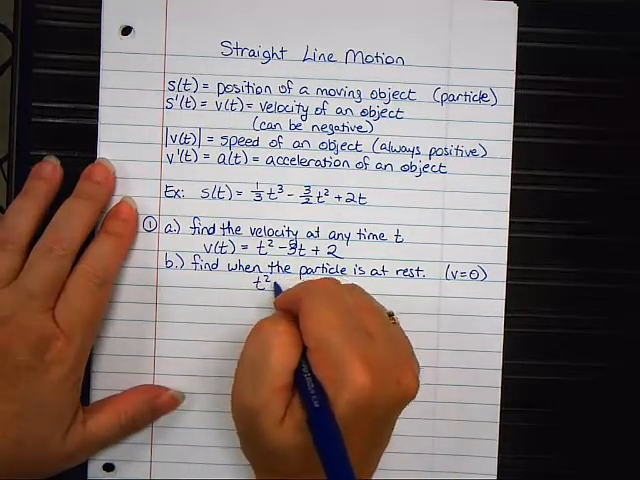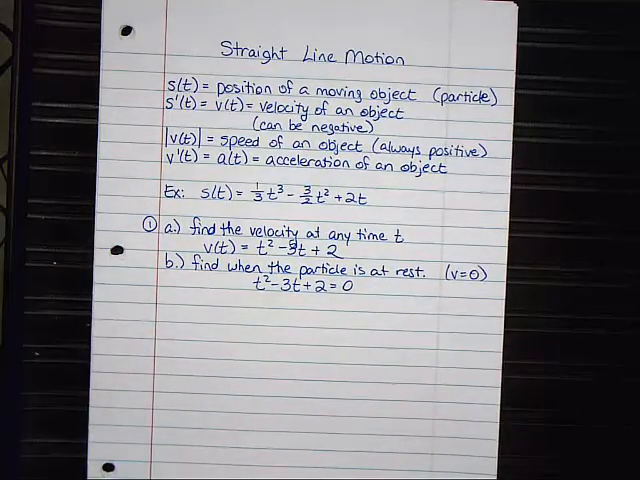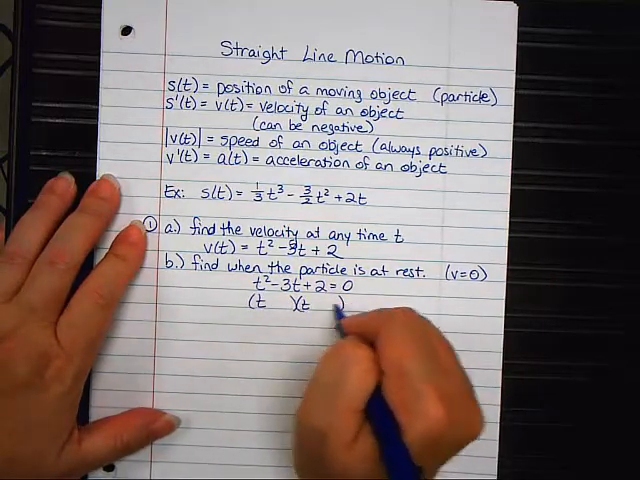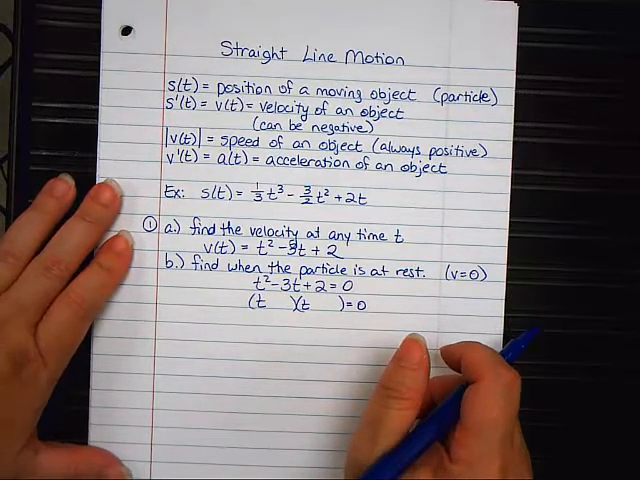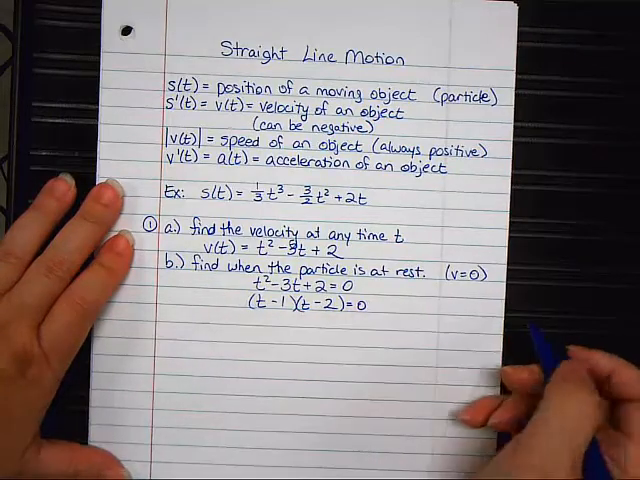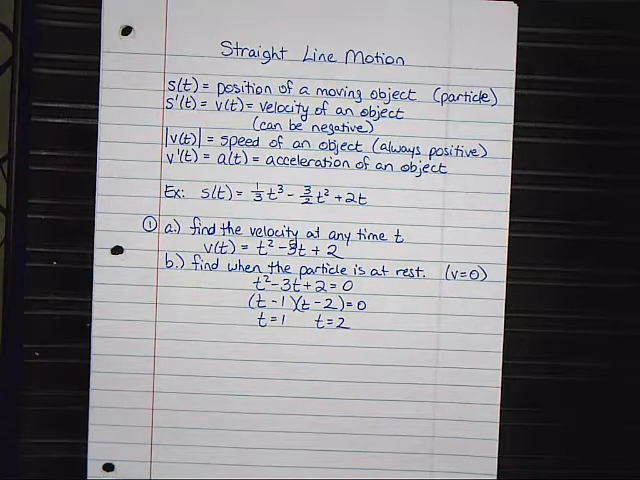So t squared minus 3t plus 2 equals 0. How do you do that? Quadratic or? Let's factor. This one's an easy one to factor. You tell me, how does it factor? Minus 1 and minus 2. So I get t equals 1 and t equals 2. So this little moving particle only stops twice. At t equals 1 and t equals 2.